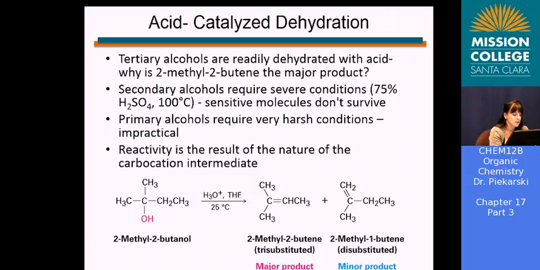And you'll notice that when we do this reaction, that 2-methyl-2-butene is the major product. Why do you think that is? Just looking at the products. It's more substituted. Good.